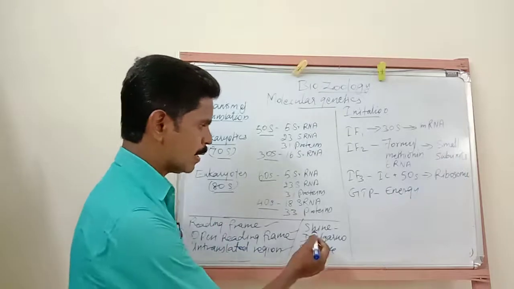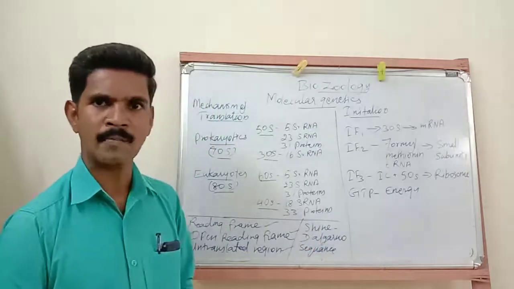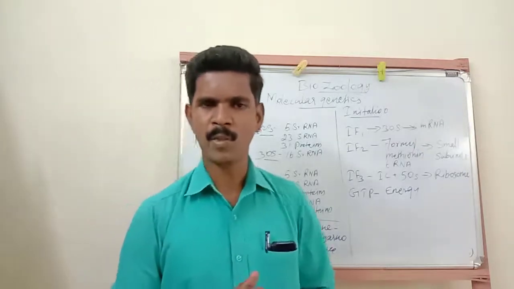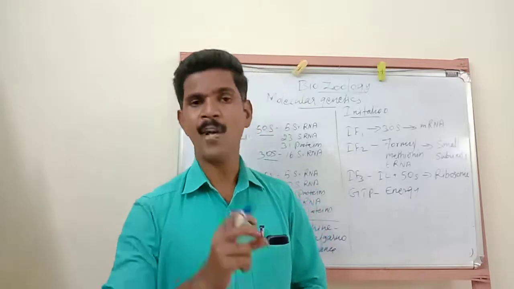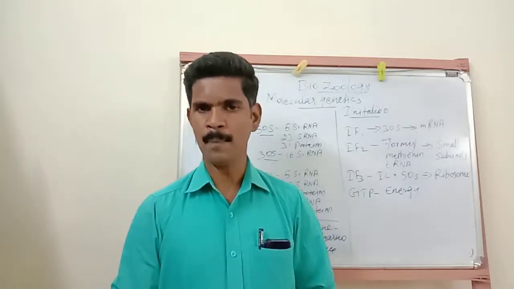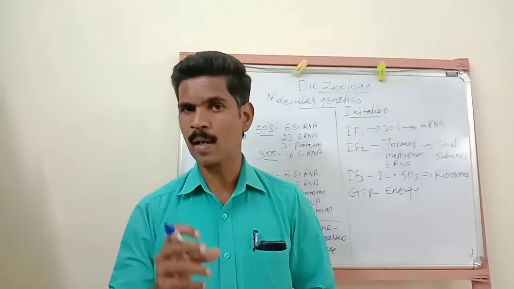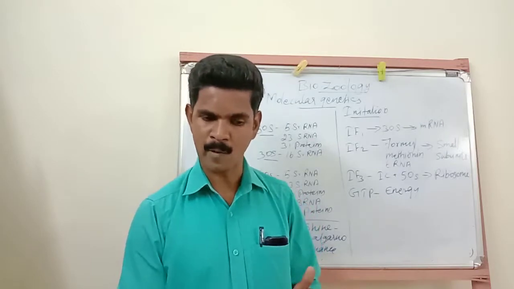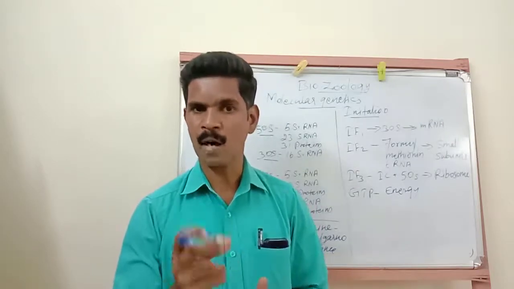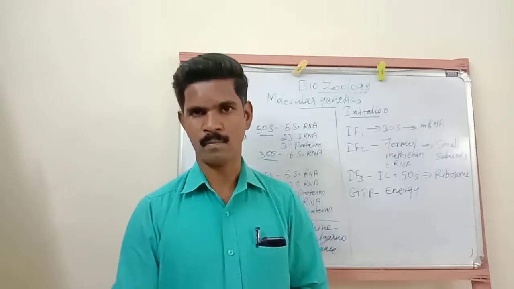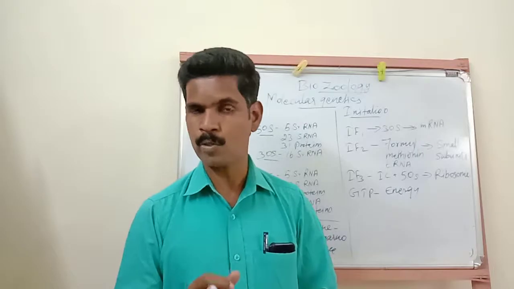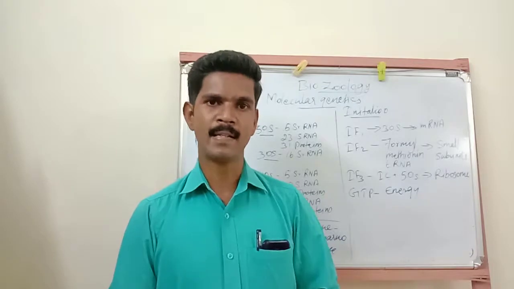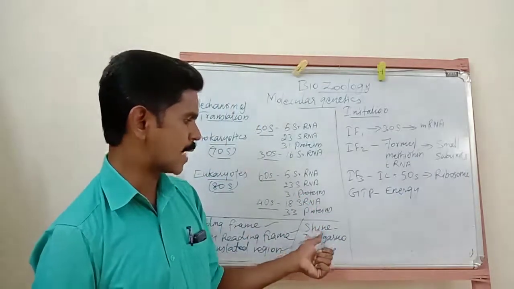Then the next question is the Shine-Dalgarno sequence. In short, we can say SD sequence. Here, SD sequence means, in prokaryotic organisms, the 5' end of an mRNA molecule has a special sequence, and this special sequence precedes the start codon. The start codon is the AUG start codon. So this binding site is called the SD sequence, otherwise called the Shine-Dalgarno sequence.